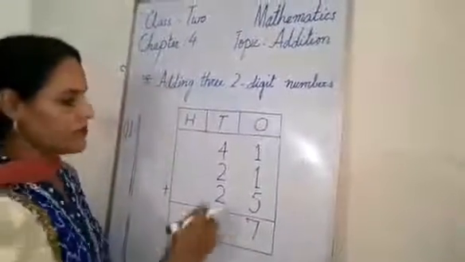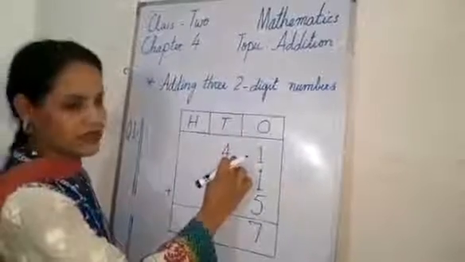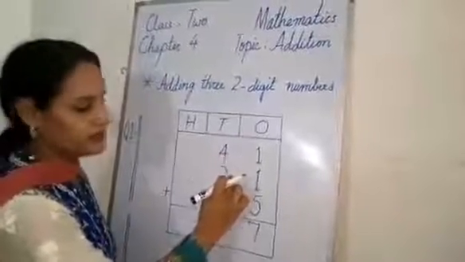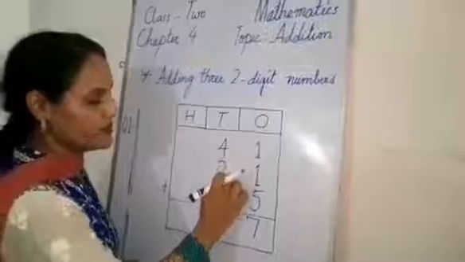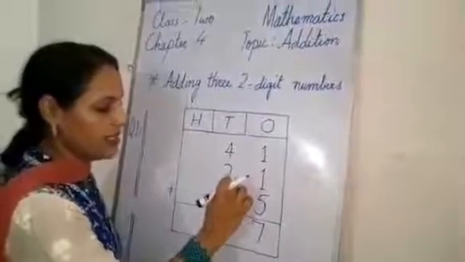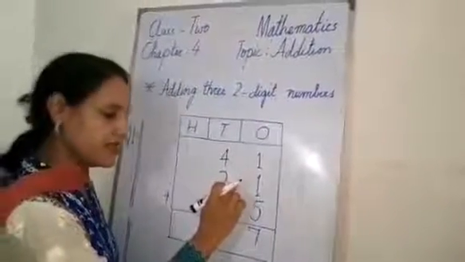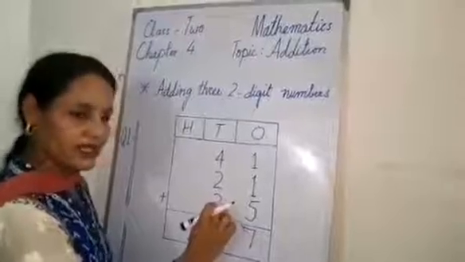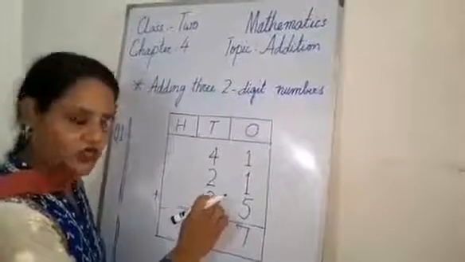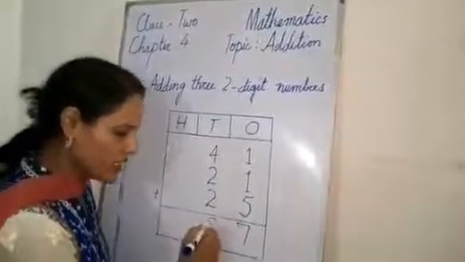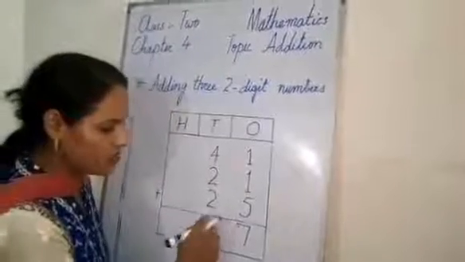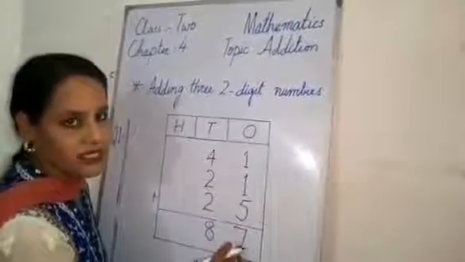Well done. Okay, now we will add tens. 4 plus 2 and answer will be 6. And then 6 add 2, then answer will be 8. Very good. So we will write here 8. So the answer is 87.